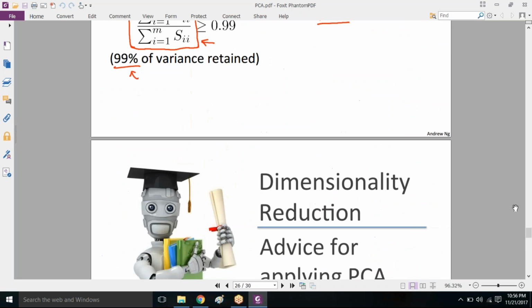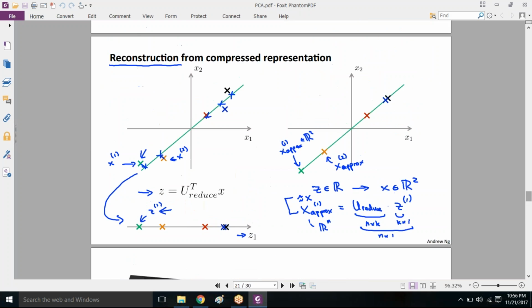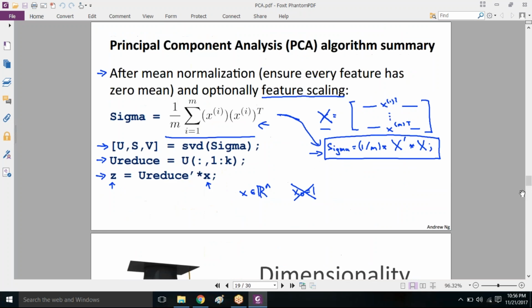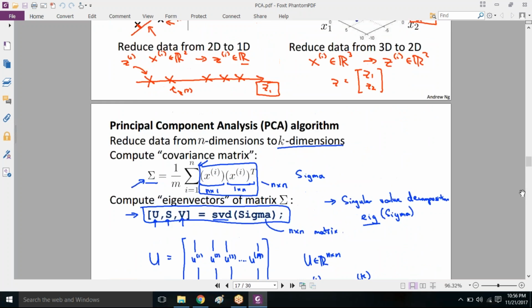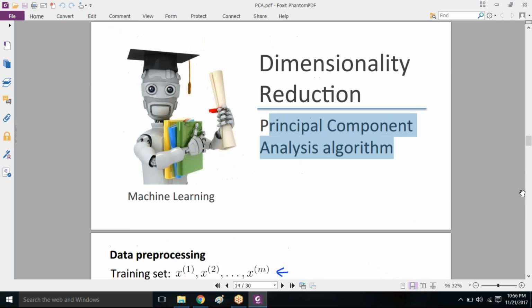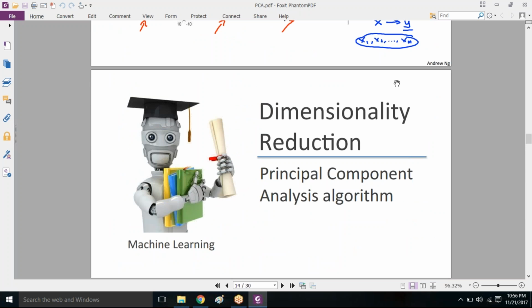Then there are some pieces of advice. So this will be it. What I will suggest is that I will start the algorithm part tomorrow. Right now, we will instead see an example of PCA, how PCA does things.